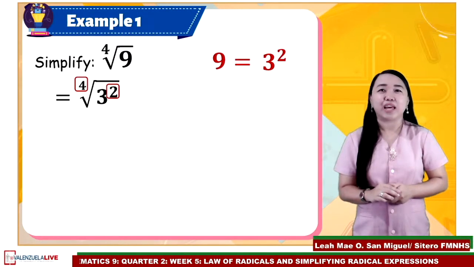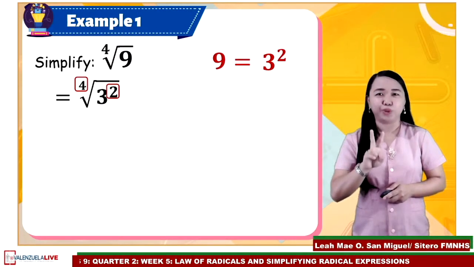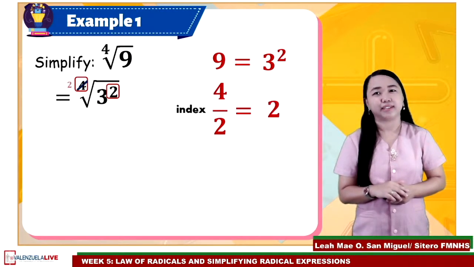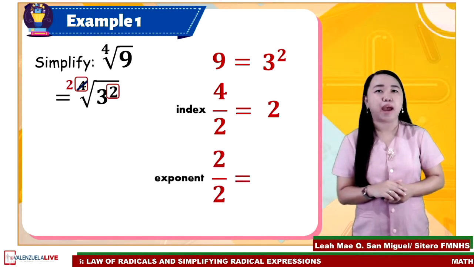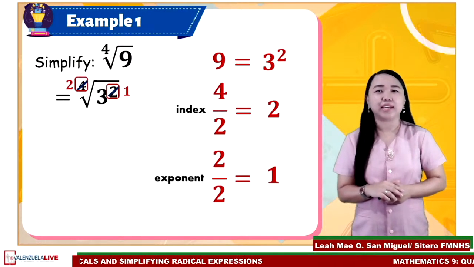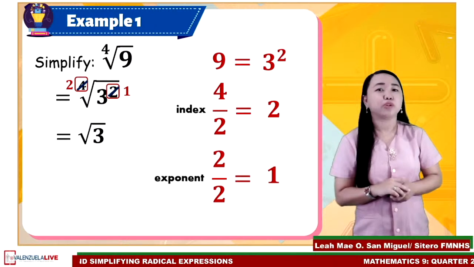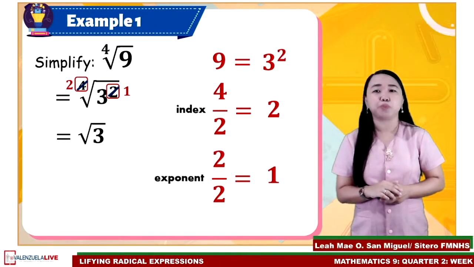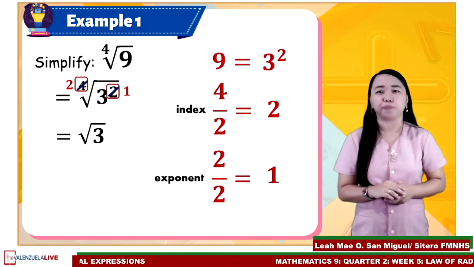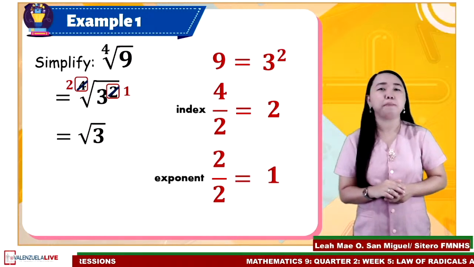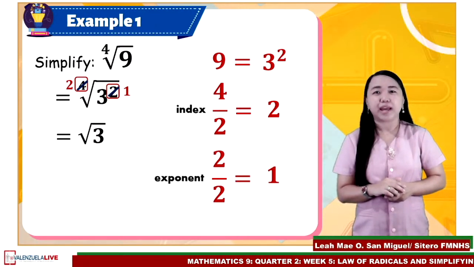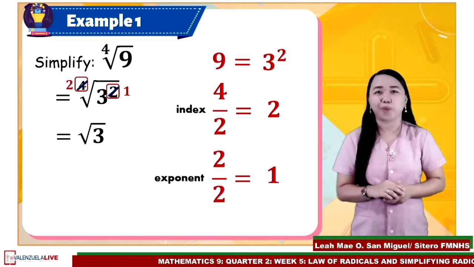Yes, there is. The common factor is 2. Dividing the index by 2, the quotient is 2. Dividing the exponent of the radicand by 2, the quotient is 1. Copy the radicand. The index is 2, so there is no need to write 2 in the index because when the index is not written, it means the index is 2. The exponent of the radicand is simplified to 1, so there is no need to write it also. Therefore, the simplified form is square root of 3.